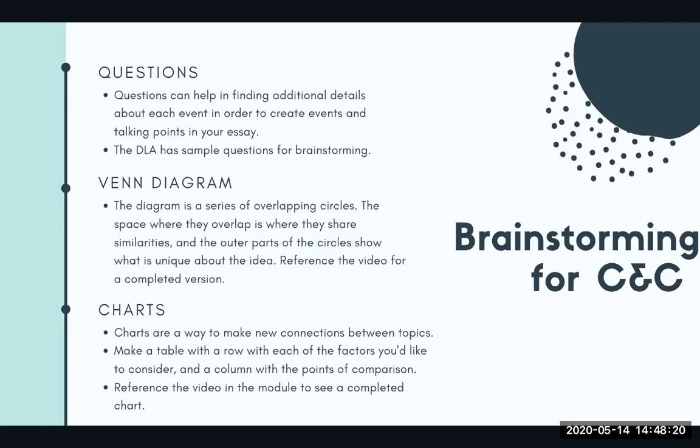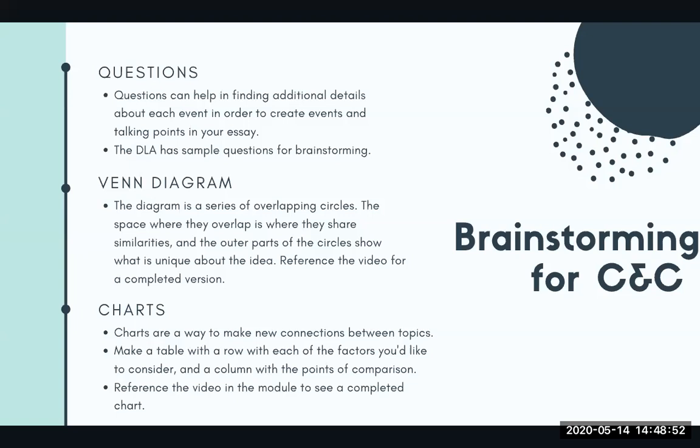So for that video recap question, you should have included that first question that reads, what 2 strategies does the video suggest for brainstorming similarities and differences between subjects? The 2 answers that you should have written down for that question are the Venn diagram and charts. So we're going to start with those 2 first, and then we'll come back to the questions in just a moment. But a Venn diagram is basically a series of overlapping circles.